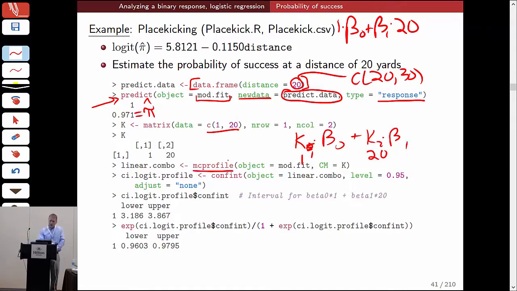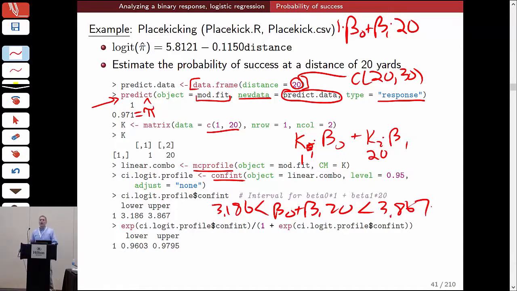I first use mcprofile, and again, what this is going to do is calculate a whole bunch of negative 2 log lambdas for me. Then from those results, I use the confint function, and that's going to narrow down where the interval limits are. So in the end, my confidence interval for beta 0 plus beta 1 times 20 is 3.186 to 3.867. Then using the exponential function transformation, I can come up with the interval for pi, so 0.96 to 0.98 about.